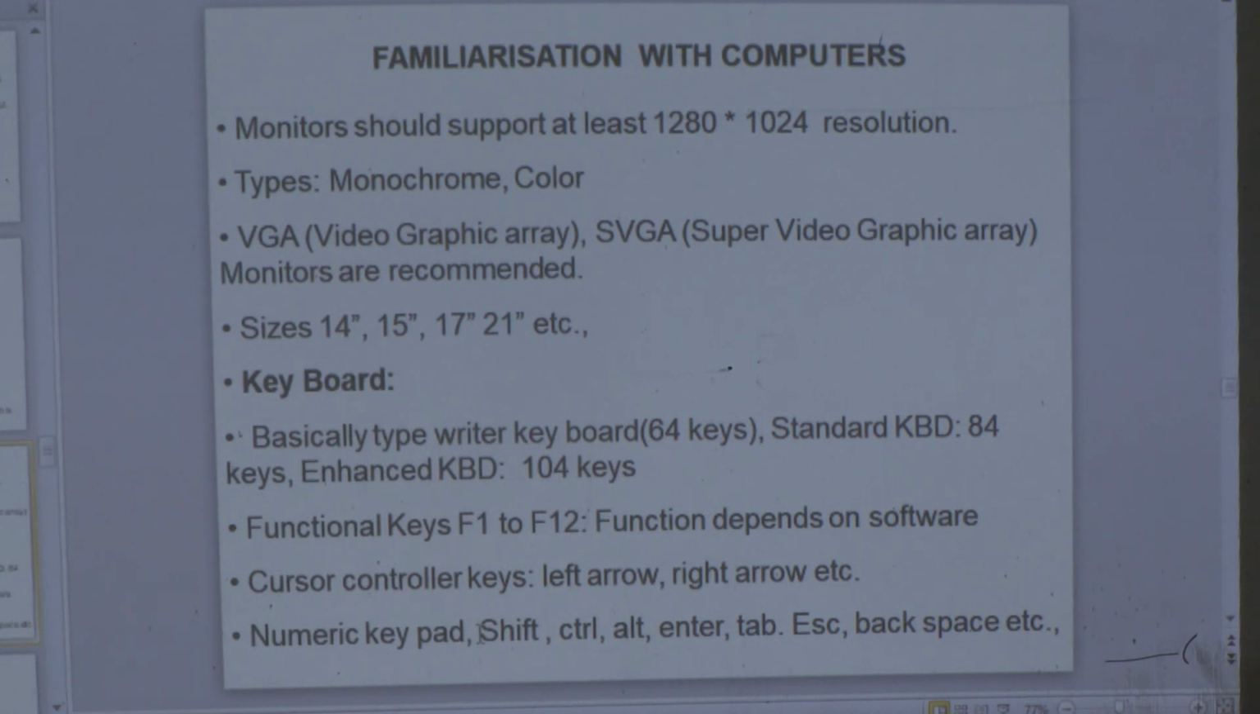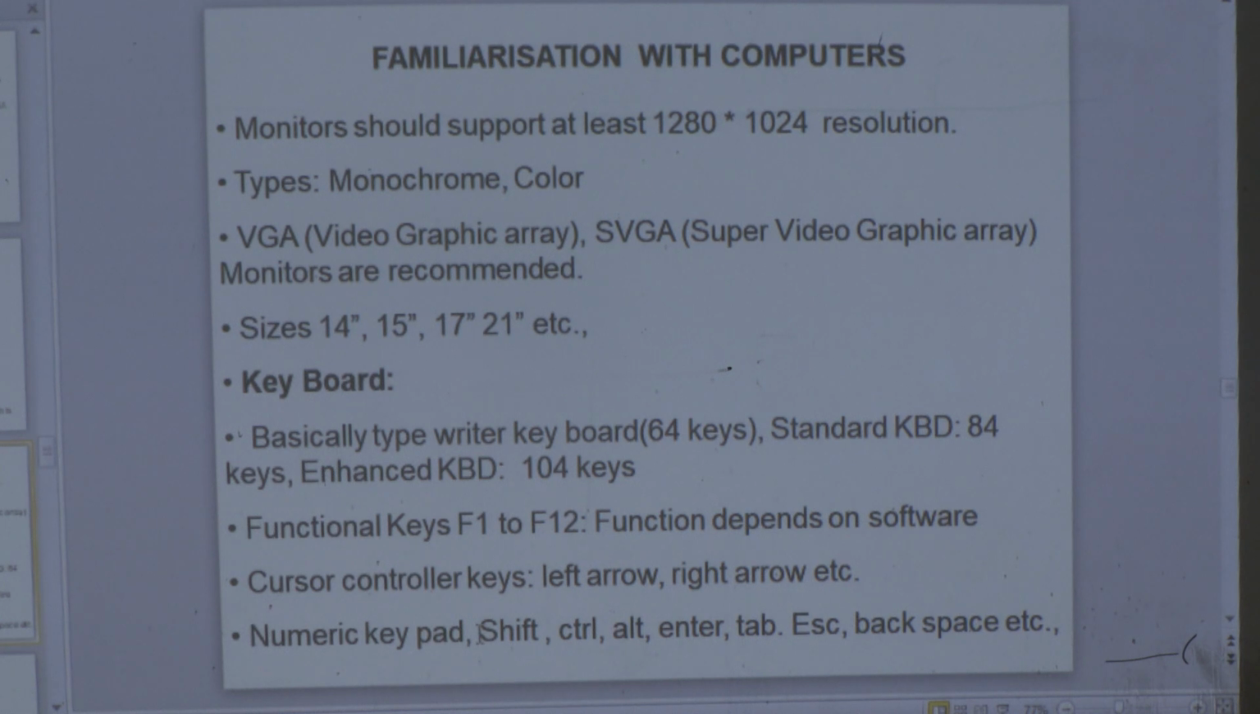So, I explained to you in the last class, there are two types of monitors, monochrome and color. Monochrome means black and white, single color. Color means RGB, R is red, G is green and B is blue. The colors are a combination of these three basic colors only. Okay. So, you have VGA and SVGA monitors.